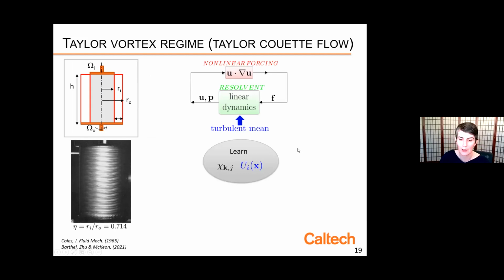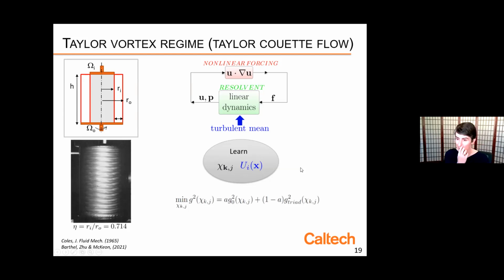but now we're going to include another constraint. Rather than just trying to match what's going on in terms of the spectrum, the output here, we're also going to require that our modal representation satisfies this nonlinear term to feed back and drive the linear dynamics. And we're going to require that the self-interaction is enough to sustain the turbulent mean that we started with. So once again, we're learning the chi's and we're making sure now that we're consistent with the mean profile.